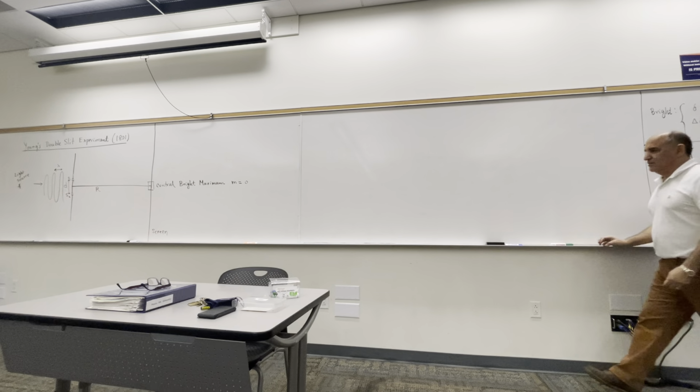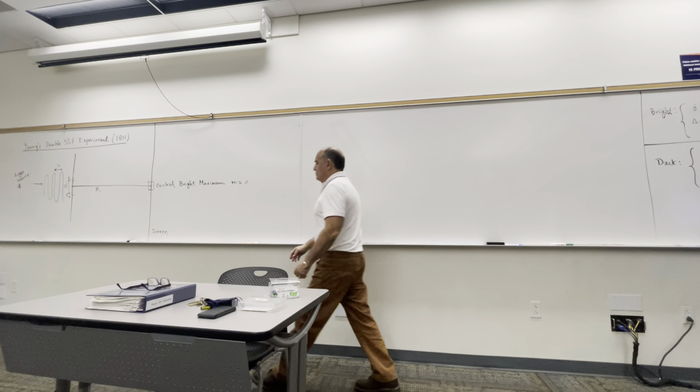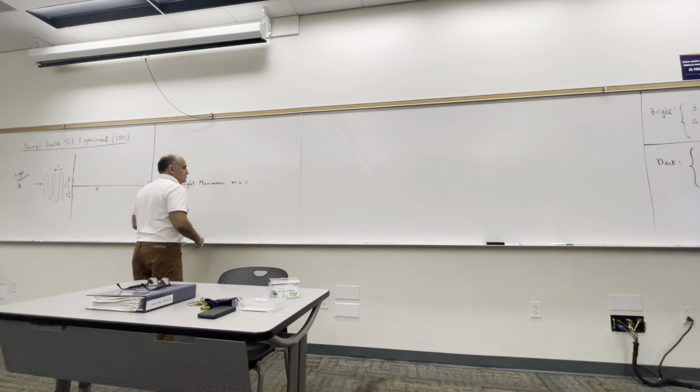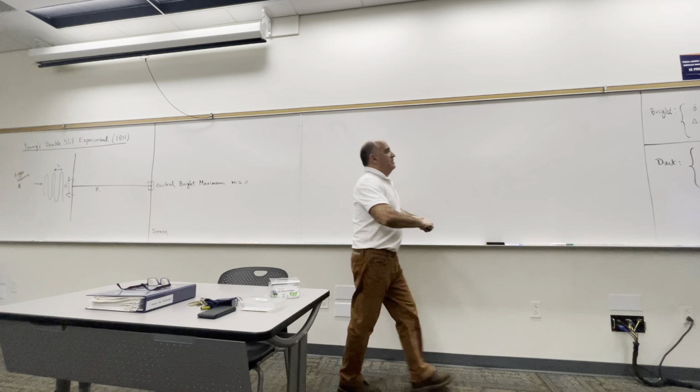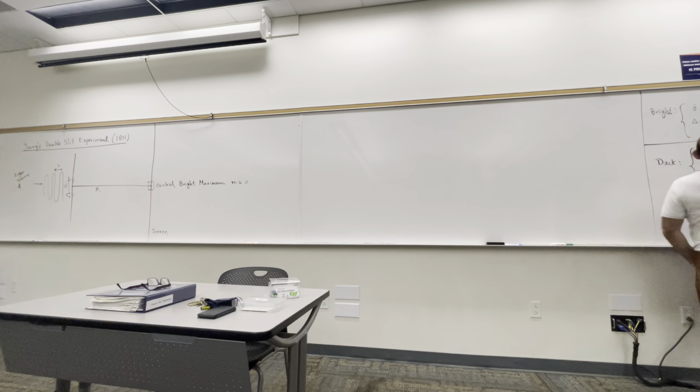In fact, let's write down a few of the values. If the path length difference is 0, it'll be bright. If it's lambda, it'll be bright. If it's 2 lambda, it'll be bright. If it's 3 lambda, it'll be bright. Any one of those will be bright.